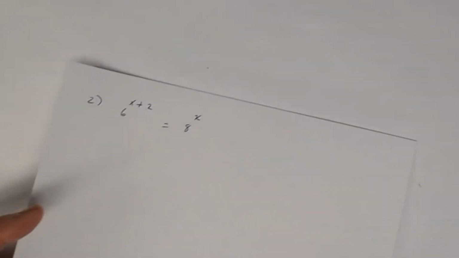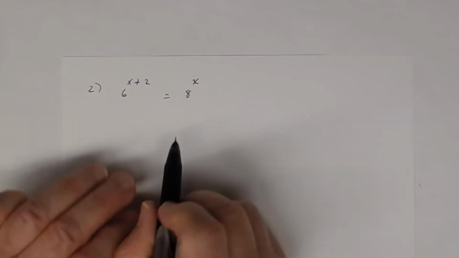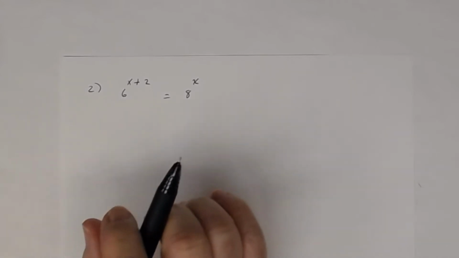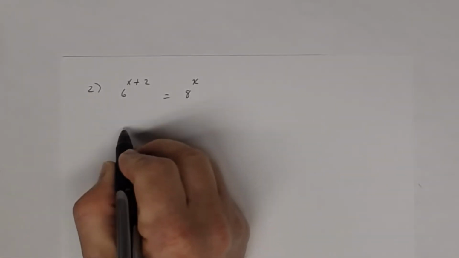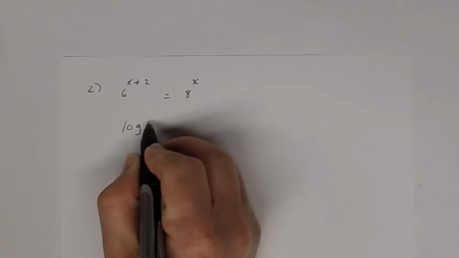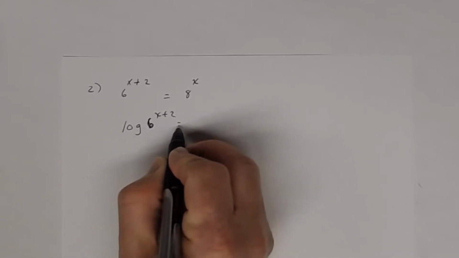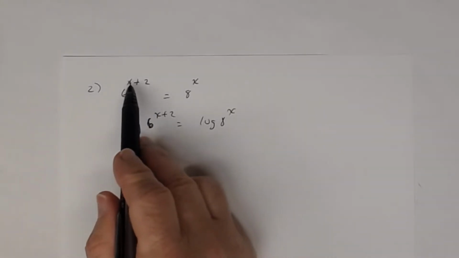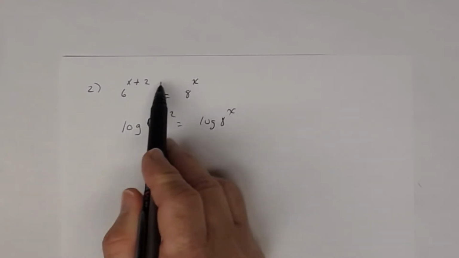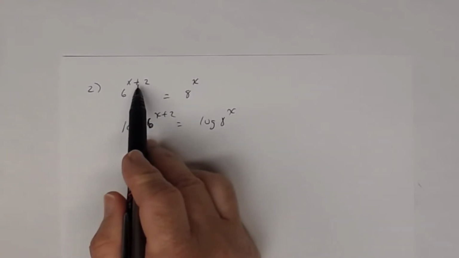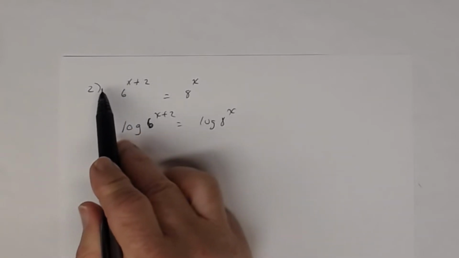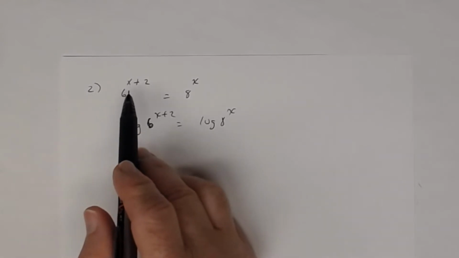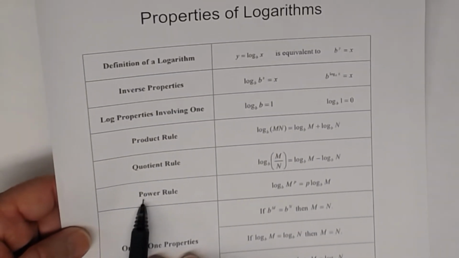So number 2, again, there's no way I can get those bases to be the same. So I'm going to take the log of both sides using the one-to-one property of logarithms. I'm going to say the log of 6 to the x plus 2 equals the log of 8 to the x power. Remember, the whole idea is to solve for x. Well, the expression that contains x is an exponent. So I have to get that variable expression out of the exponent. And the way to do that is to use the power rule.